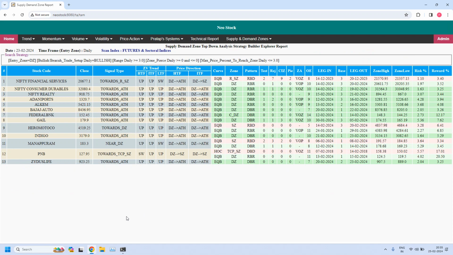Now we got 13 stocks which are near 3% to the zone. Look into the direction. The signal type indicates the price direction in lower time frame, that is our daily time frame. All are moving towards all time high. Look into this. Hero Motor Corp is moving towards the demand zone. Because it is moving towards the demand zone, if tomorrow the price is down by 3%, that means between 2 to 3%, we will get an entry. And Manappuram is also moving towards the demand zone.